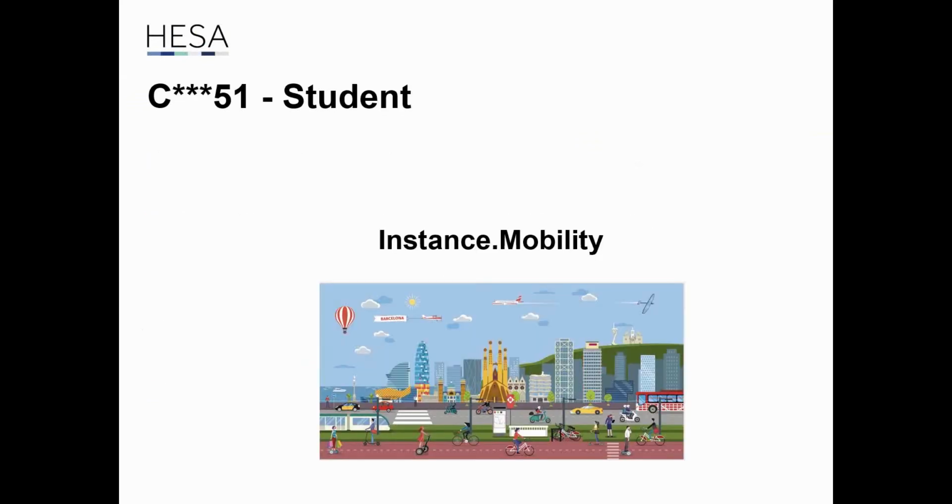So in Student, we currently have the mobility entity, which records all the details of students who decide to go and do work or study abroad. We currently don't have this in the Student Alternative record, so this would be a new requirement for our previous APs.